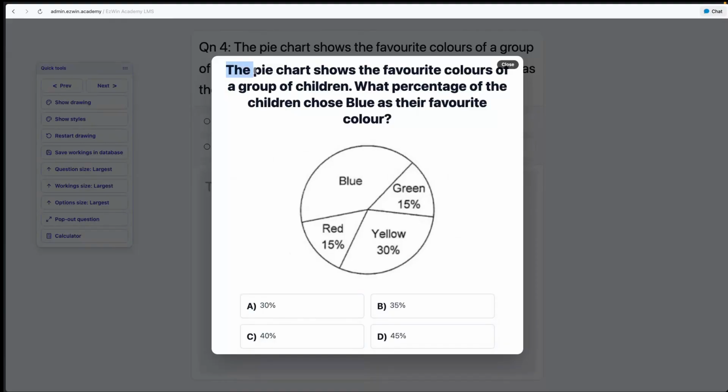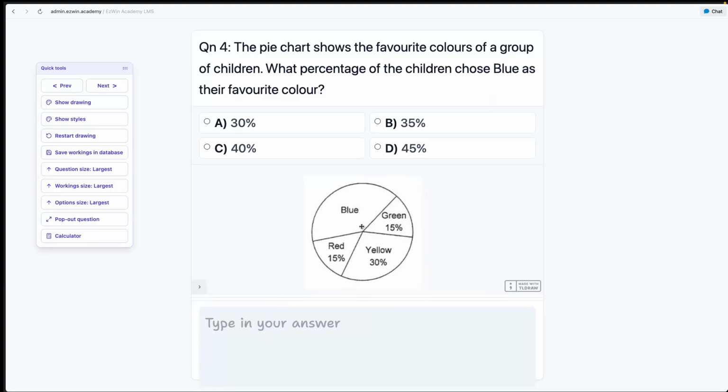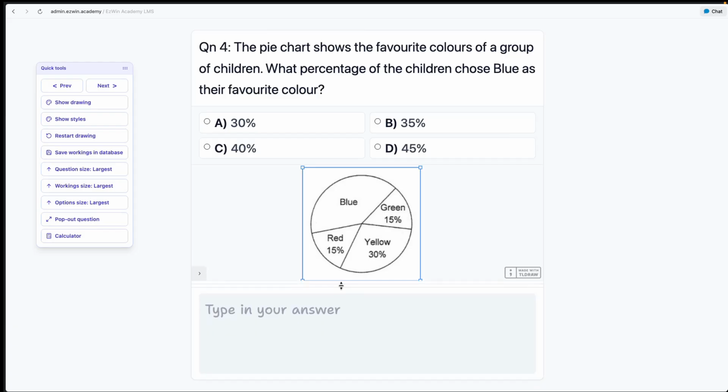Question number 4. The pie chart shows the favorite colors of a group of children. What percentage of the children chose blue as their favorite color? So let's see if you know the answer. I think it's pretty straightforward as well. Okay, so from here, what we know is that there are the different percentages for the different colors.